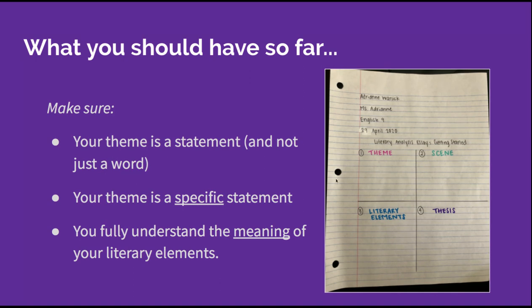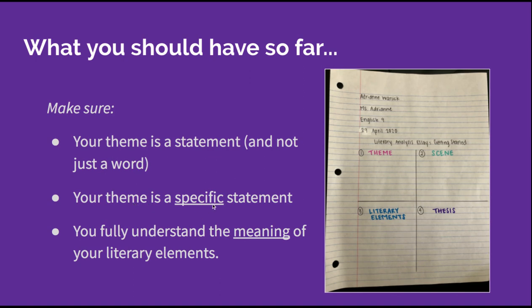The theme is, what does the protagonist, the main character, learn about that topic? So what does Scout learn about kindness? What does Scout learn about justice? What does Scout learn about blah, blah, blah? So your theme should be a statement rather than just one word. So keep that in mind.